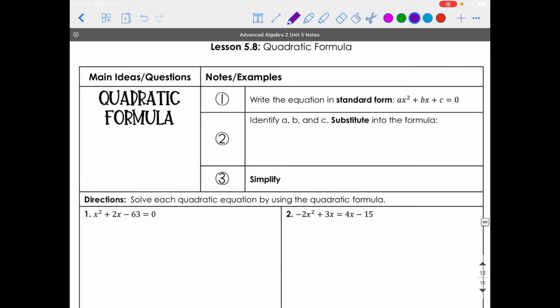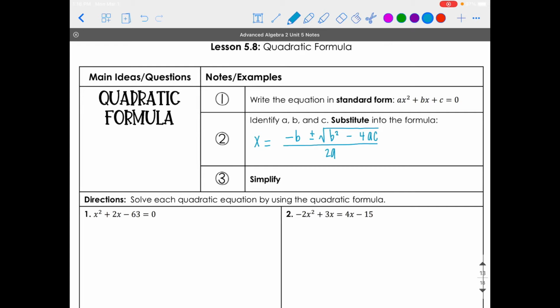So with the quadratic formula, when you are looking at your quadratic, you've got to make sure it's in standard form: ax squared plus bx plus c equals 0. Then you have to figure out what your a, b, and c are, and you're going to use this formula: x equals negative b plus or minus the square root of b squared minus 4ac, and all of that is over 2a. Once we plug it in, you're going to simplify.